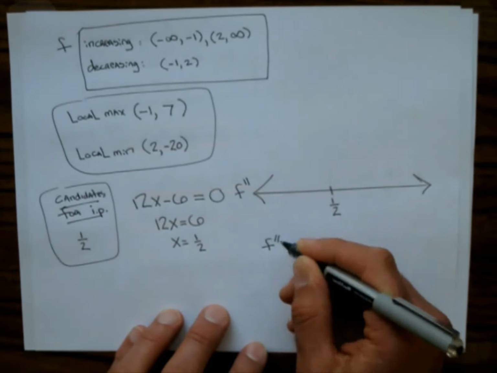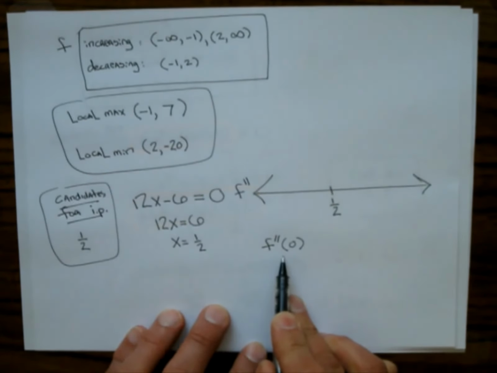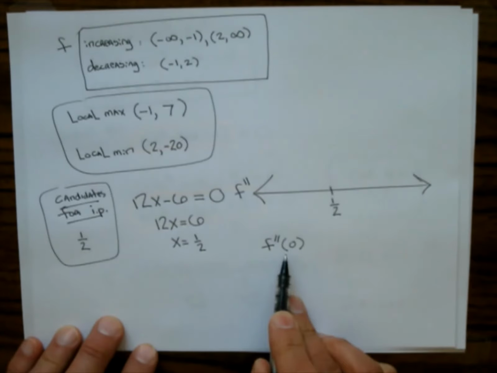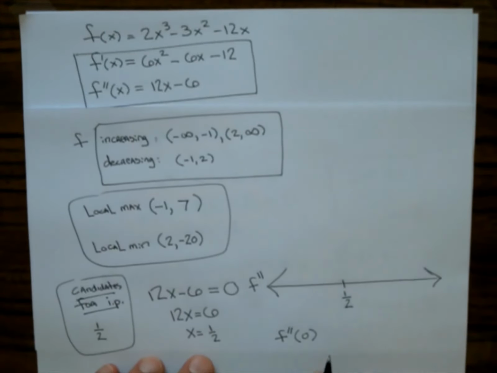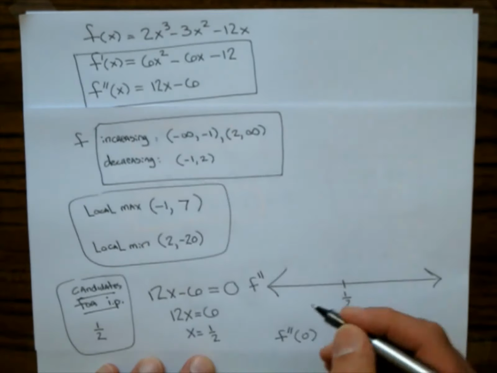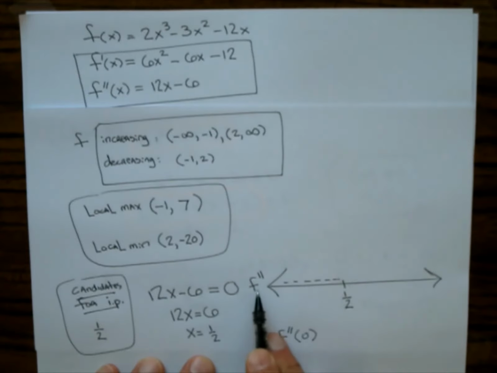So I'm going to plug a number like 0 into the second derivative. And what I end up getting here, where's the second derivative? I think I have it right there. I end up getting a negative. Now this is telling me something when it's F double prime. This is telling me that it's concave down. Okay, so this is a negative there.